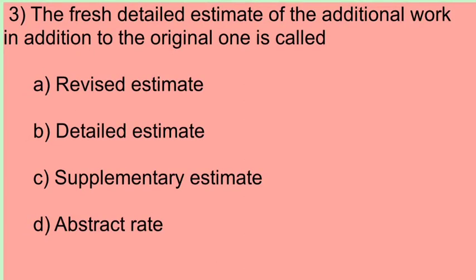Third question. The first detailed estimate of additional work in addition to the original one is called option A revised estimate, option B detailed estimate, option C supplementary estimate, and option D abstract rate. The answer is option C supplementary estimate. The first detailed estimate of the additional work in addition to the original one is called supplementary estimate. Option C is the answer.